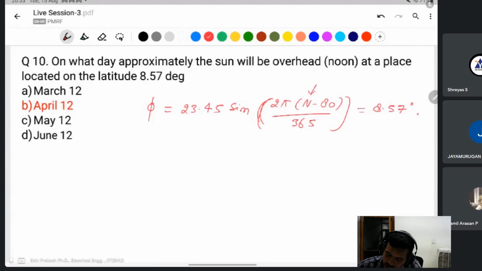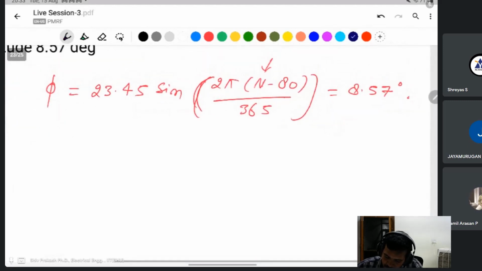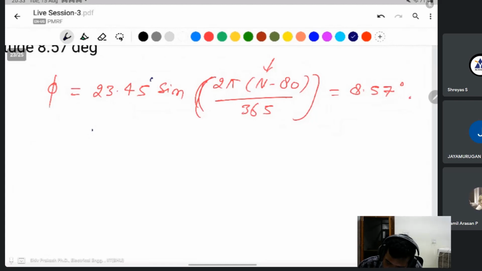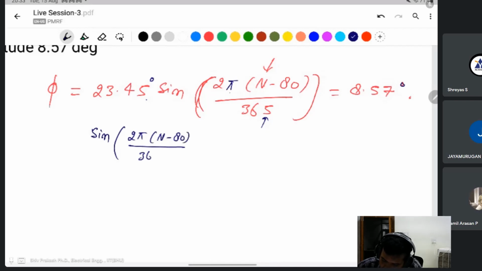Then calculate n first. This will be in degree, and this will also be in degree, but the number inside the sine is not in degree, it is in radian, since 2 pi is given. That's why first calculate this into radian, or calculate everything into degree. So sine of 2 pi into n minus 80 divided by 365 equals 8.57 divided by 23.45.